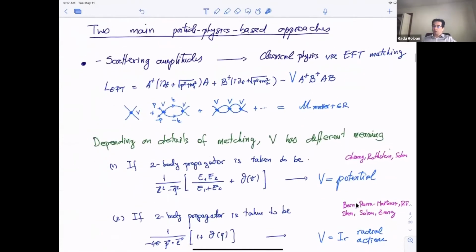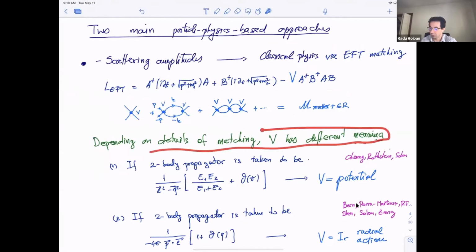So there are two main particle physics-based approaches to understanding classical gravitational interactions that have been on the market. One of them is to start with a scattering amplitude and construct a Hamiltonian via matching with an effective field theory, which has this form. So the idea is one constructs amplitudes here and equates them with the amplitudes of matter plus gravity, and then from here, one extracts this V. Now, as it turns out, this V can have different meanings depending on the details of how this matching is done. And this is an important point.